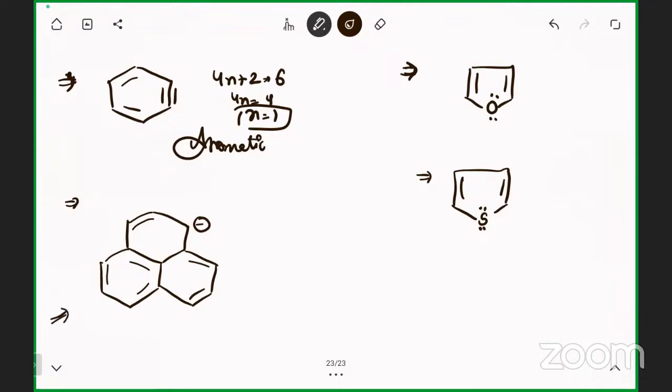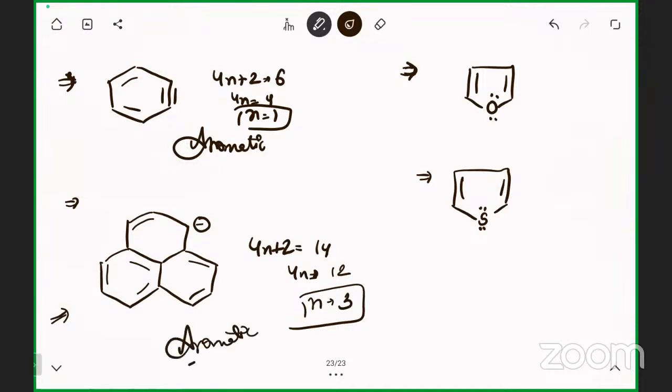This one. 4n plus 2 is equal to, how many electrons? 14, sir. 4n is equal to 12. N is equal to 3. Compound is aromatic in nature.